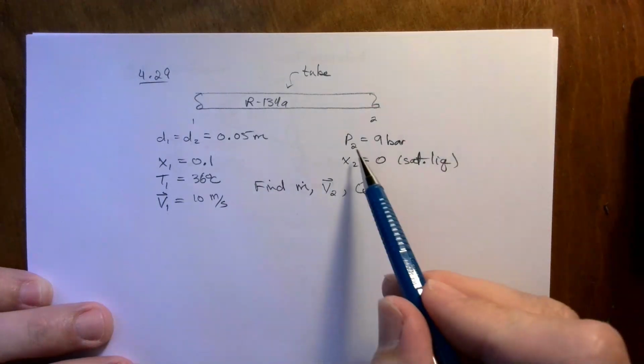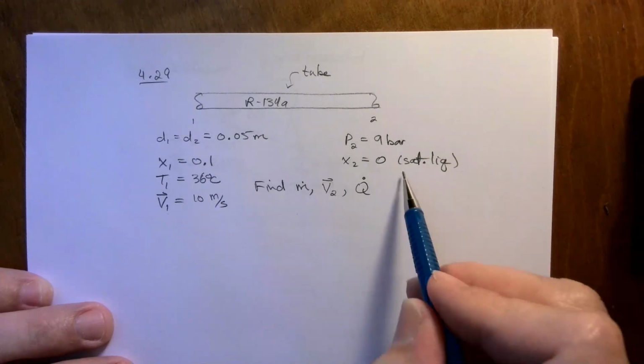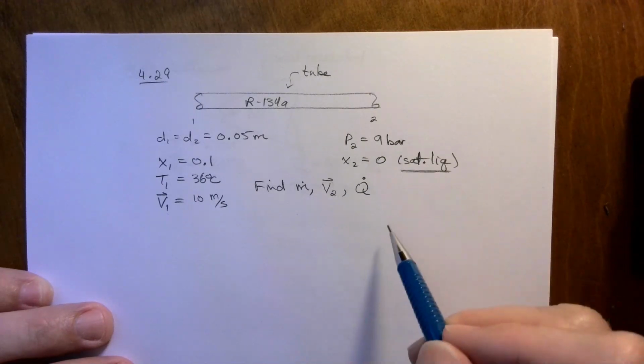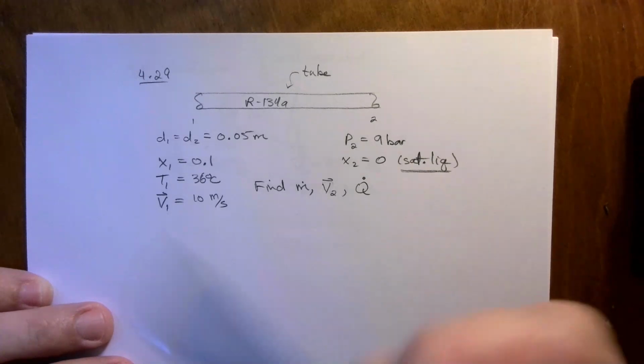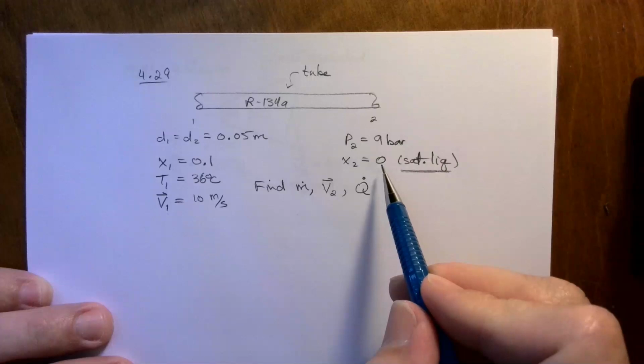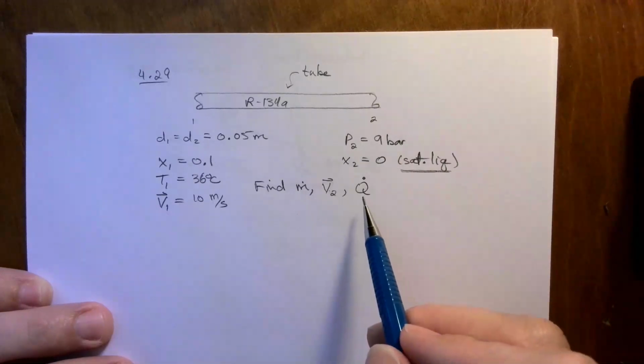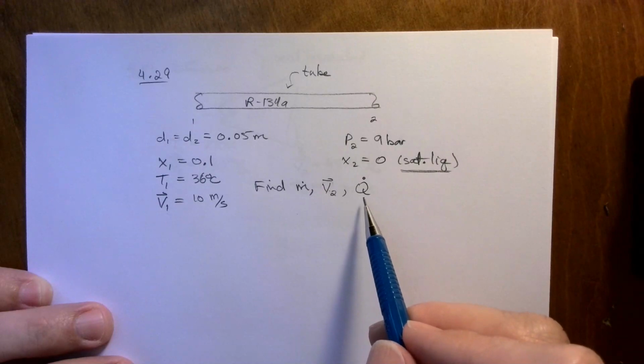At state 2, it's also defined. The pressure is 9 bar and the quality is 0, so it's coming out as a saturated liquid. It used the wording of saturated liquid in the problem statement, so you have to make the connection that that is a quality of 0. Then it wants us to find m dot, then the velocity at 2, and then the heat transfer.